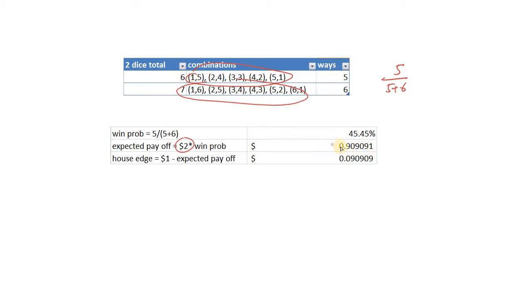So for every dollar that you put in, you only get back close to 91 cents. So the house edge is $1 minus the expected payoff, which is about 9.1 cents for every dollar that you put in. So 9.1%. This odds is much worse than playing at the pass and not pass line, which is around 1.4%. So yes, I would call these the sucker bets. So never bet on big 6 or big 8.